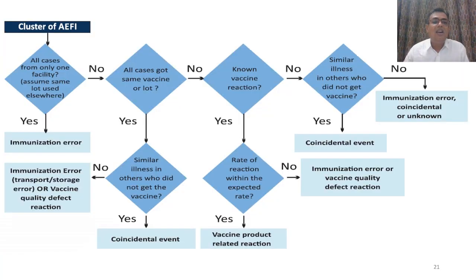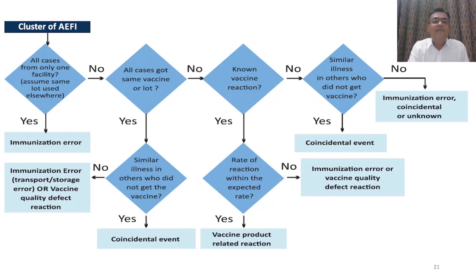Now, this is the algorithm to classify the clusters of the AEFI. In brief, this algorithm directs us to classify the cluster of the AEFI according to the cause-specific classification. Let us take an example. Say, for example, one cluster of the AEFI is reported, in all cases from only one facility. If it is yes, then most probably it is an immunization error.